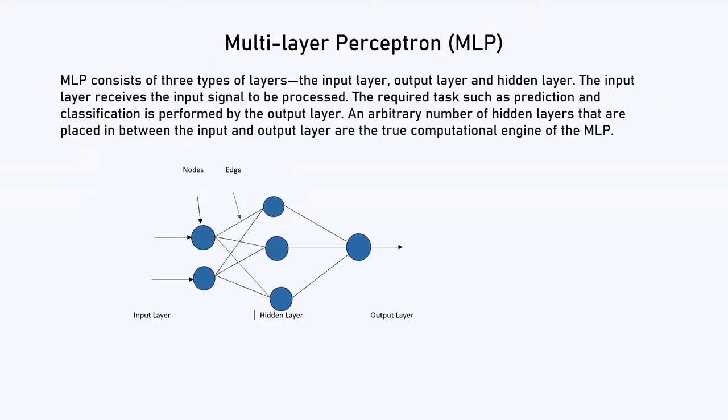Now, some of the methods, MLP: there is an input layer through which we give data, a hidden layer where calculations are done, and an output layer.